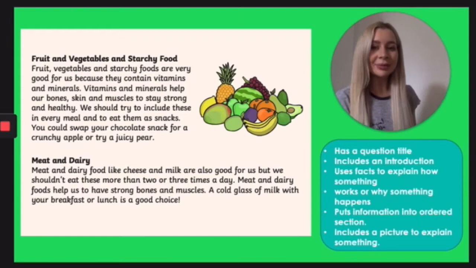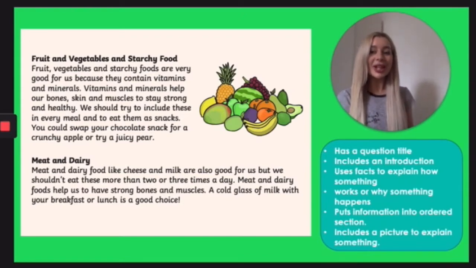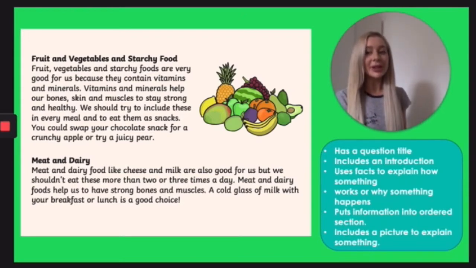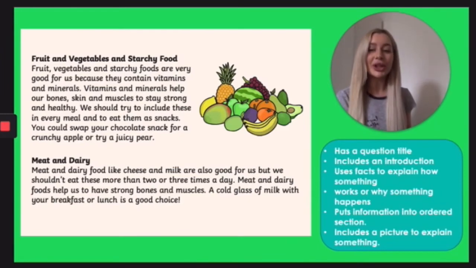Meat and dairy food. Meat and dairy food, like cheese and milk, are also good for us, but we shouldn't eat these more than 2 or 3 times a day. Meat and dairy foods help us to have strong bones and muscles. A cold glass of milk with your breakfast or lunch is a good choice.